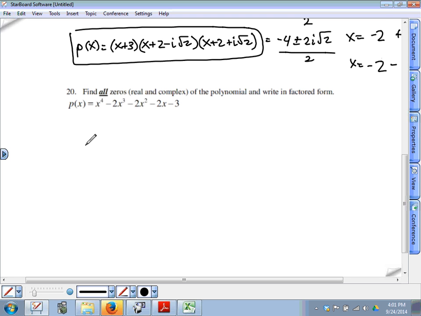Okay, one more. I know this may be overkill on these types of problems, but they do require a lot of practice to get the method down. So we have a P over Q list of plus or minus 1, plus or minus 3. It looks like negative 1 is going to work. So we have 1, negative 2, negative 2, negative 2, negative 3.